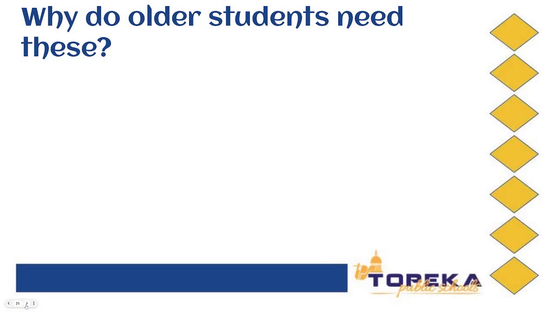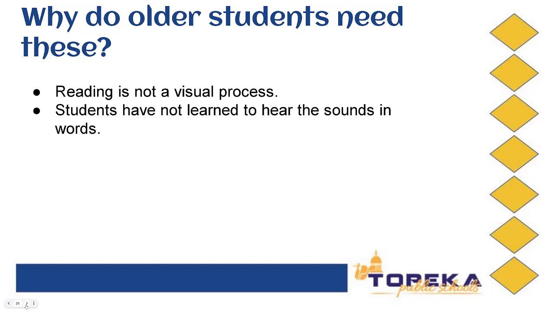So let's take a moment to see why older students need these skills. First of all, reading is not a visual process. Our brains are not naturally wired to learn to read, and we don't learn to read visually. So we need to give students the skills they need to break the code of reading. Older students might need these because they might not have learned to hear the sounds in words, and that may be impacting their ability to apply that in phonics when we add letters to the reading process.